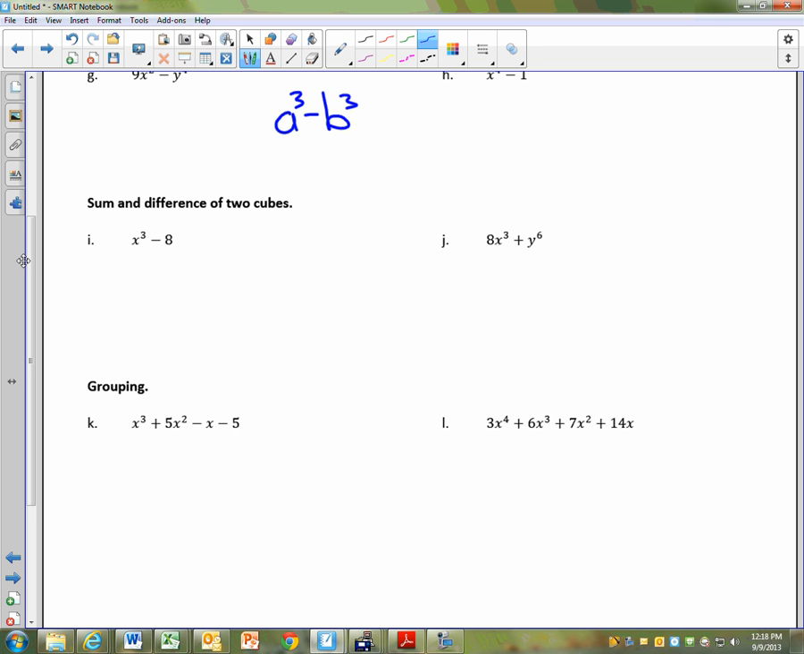Okay, so we'll do sum and difference of cubes, and then we'll do grouping, and then we'll get into the fractional expressions, and that's a nice, easy review for you guys. So if you have a to the third minus b to the third, quick question. Does the difference of two squares factor? Yes. Does the sum of two squares factor? No. Does the difference of two cubes factor? Yes, and it factors to a minus b times a squared plus ab plus b squared.